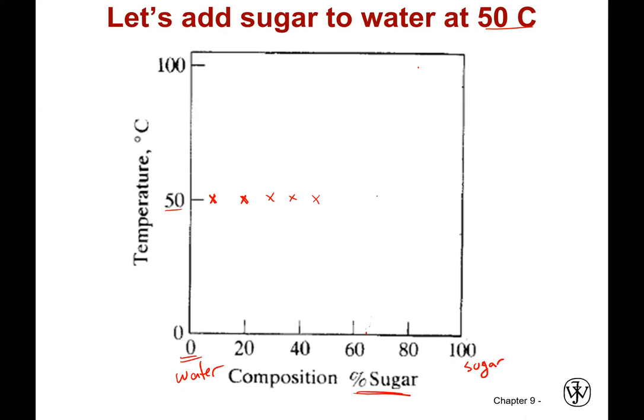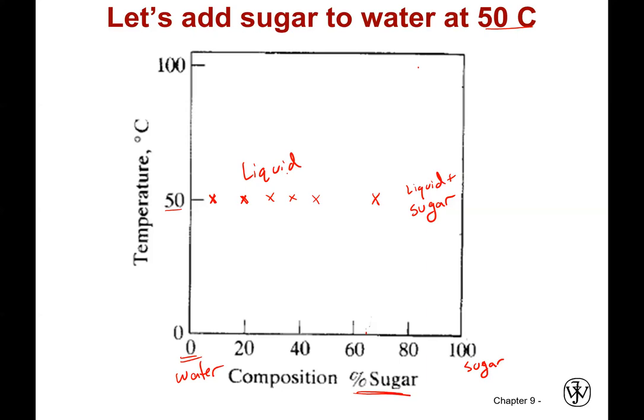At some point, somewhere in here, I am going to try and add more sugar, but I'm going to end up with my liquid syrup solution plus I'm going to start seeing sugar precipitate out and sit on the bottom of the glass. I can't get any more sugar into this water at this point. I've reached the solubility limit of sugar in water. So over here, I only had a liquid.